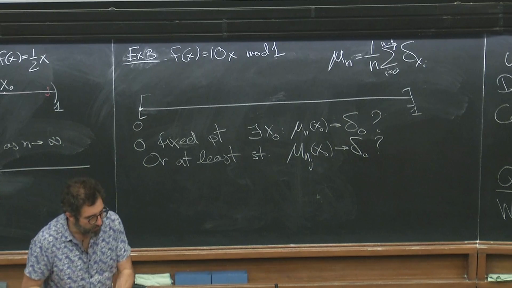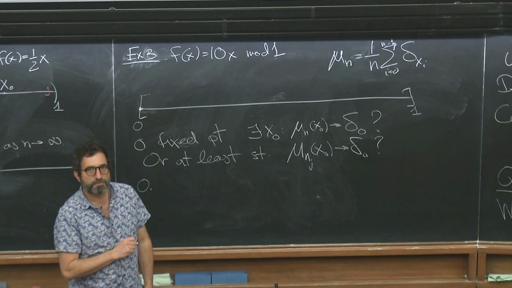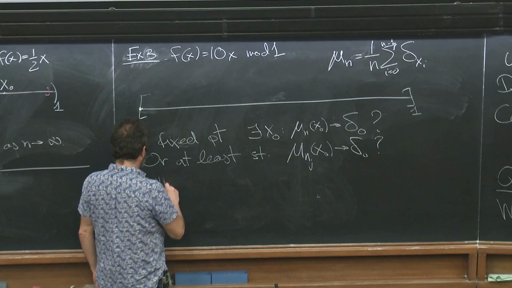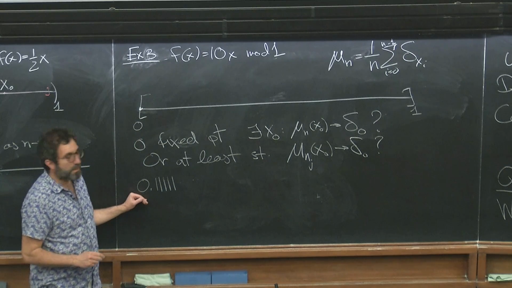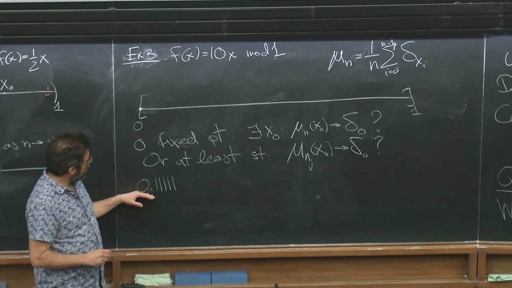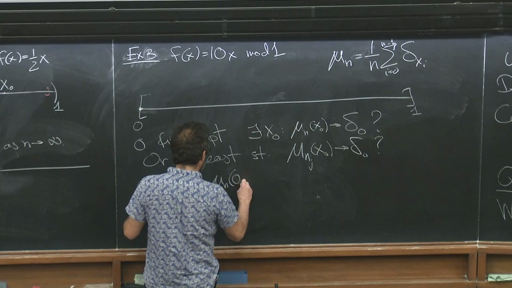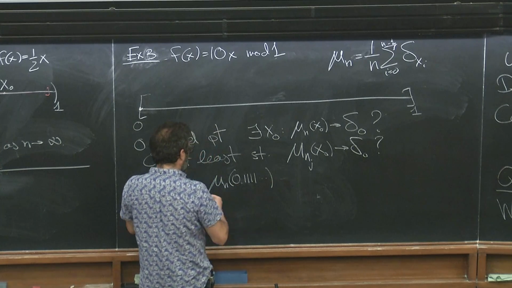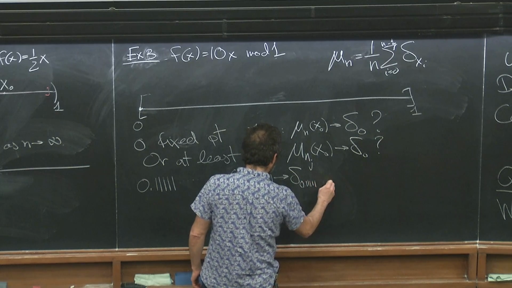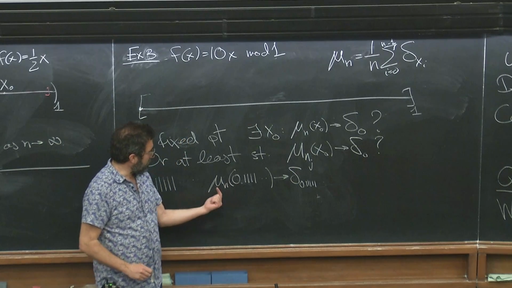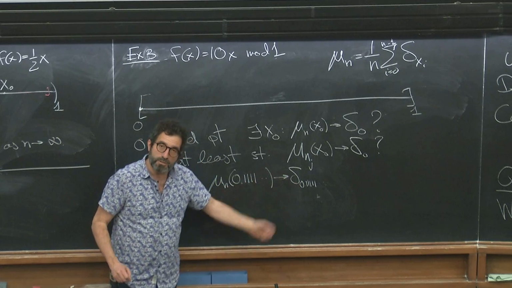0.1111. So 0.1111 is itself a fixed point. So for this fixed point, the Dirac deltas, so mu n of 0.1111 converges to just the Dirac delta in 0.1111. In fact, in the case of a fixed point, mu n of 0.1111 is always equal to the Dirac delta in that point for every n, so in particular it converges to that.